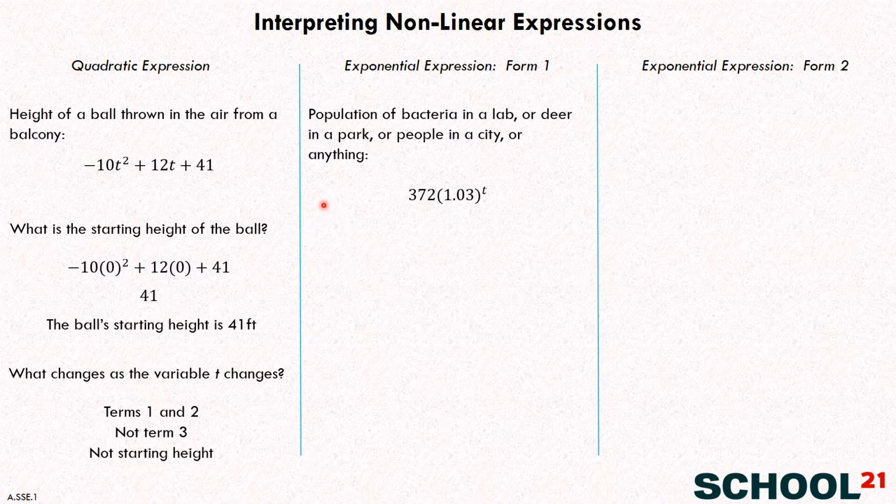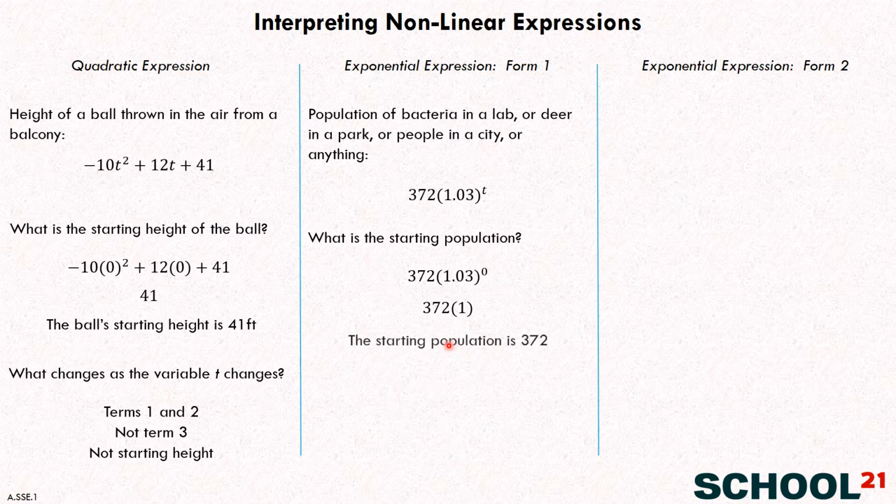So now I'm going to ask the same question. What is the starting population? So to find the starting population over here, what do we do? We put in 0 for t. Right, so same thing here. We put in 0 for t over here. We have this parenthetical here, 1.03 to the 0 power. But what's anything to the 0 power? 1, right? So then we just have 372 times 1. So what's the starting population?